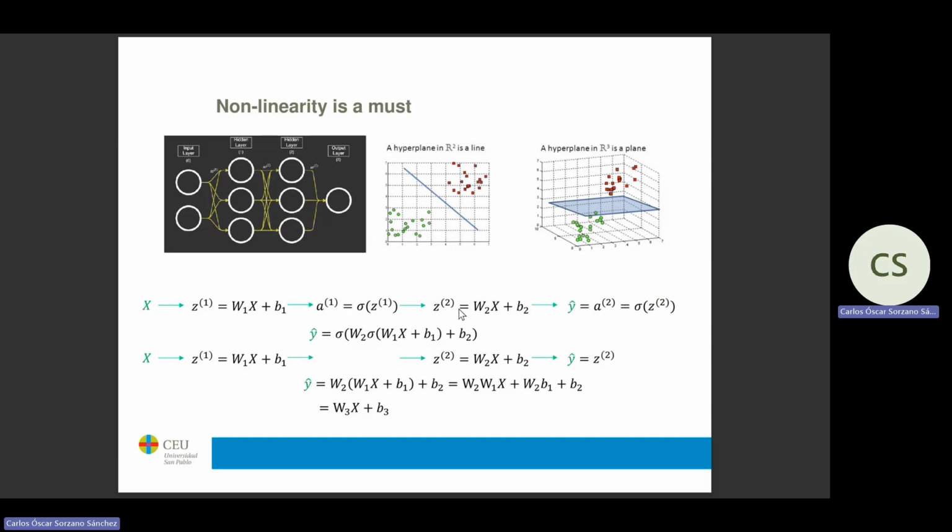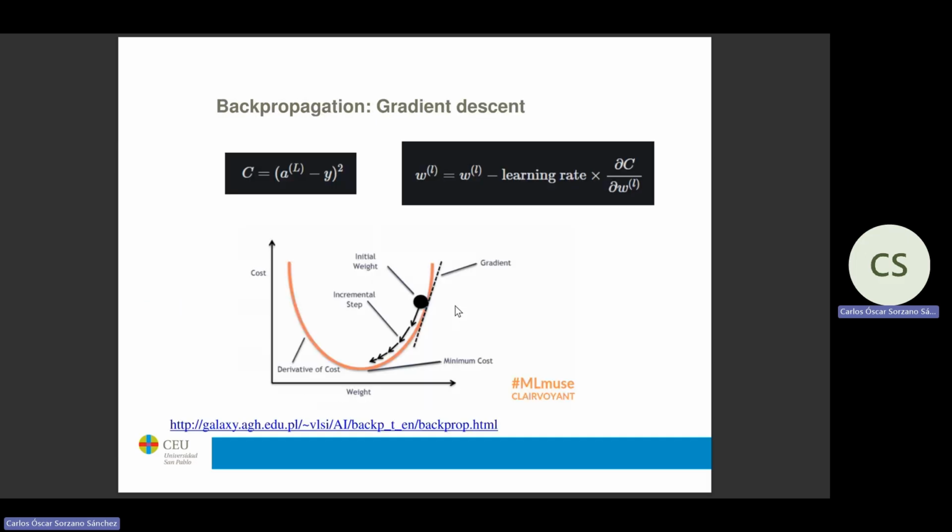So nonlinearity is crucial to have neural networks. Okay, so now let's go for the optimization of these weights. Okay, so that you will have a cost function.